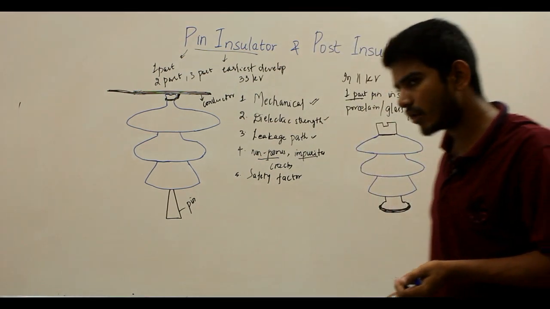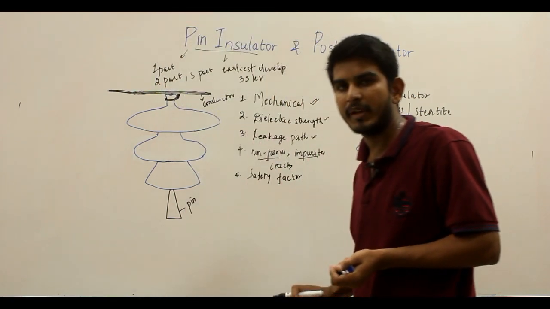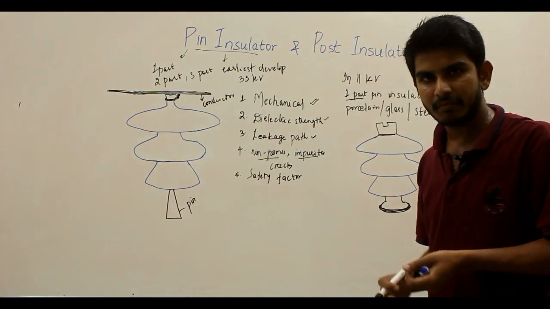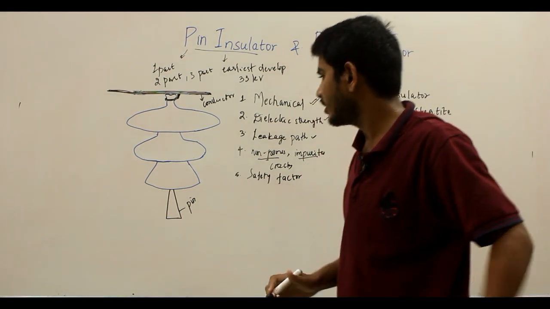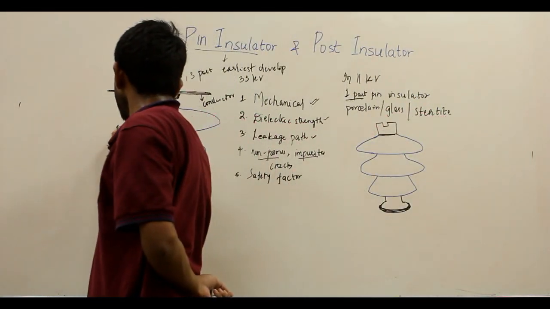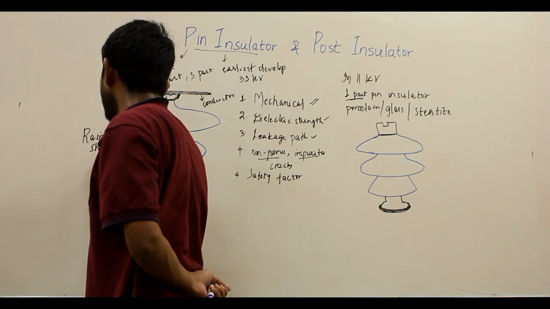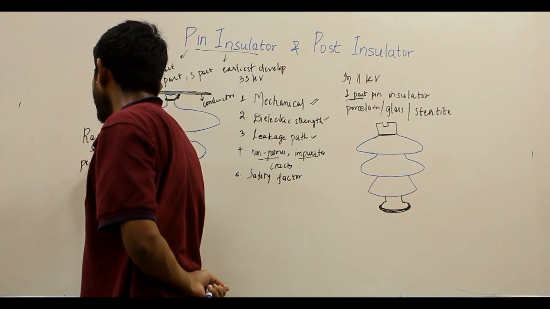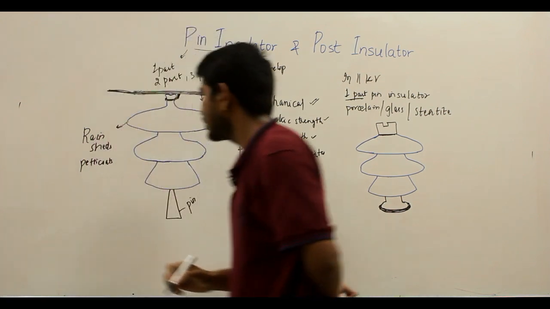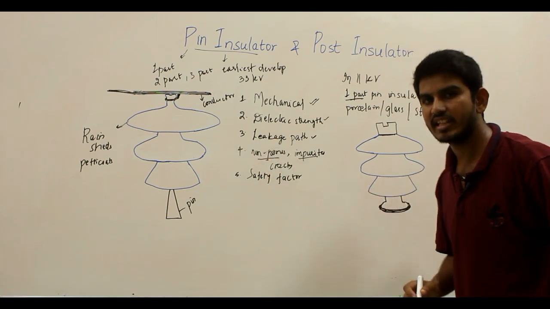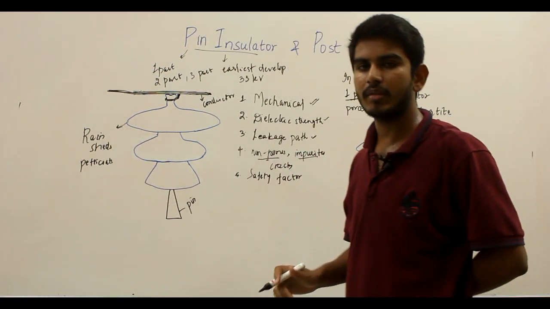So in order to have the lengthy leakage path, the vertical surface area should be maximized, and for this reason we are going for one or two or more rain sheds. They can also be called rain sheds or petticoats. In order to have the lengthy leakage path, we are going for the rain sheds as well as the petticoats.